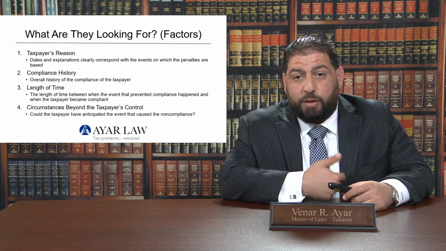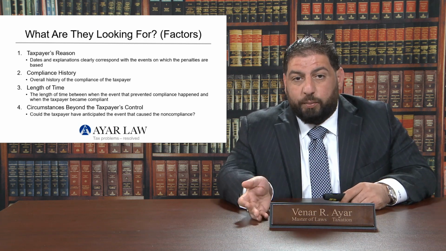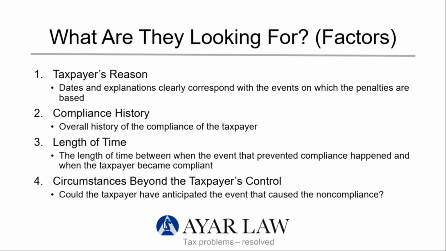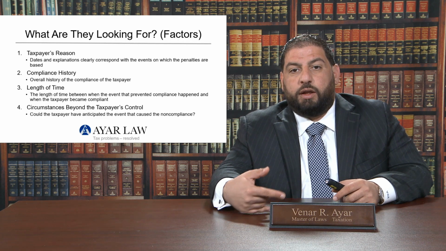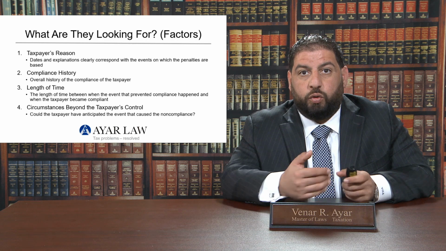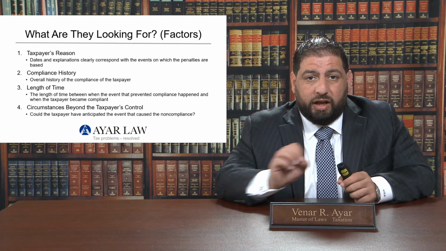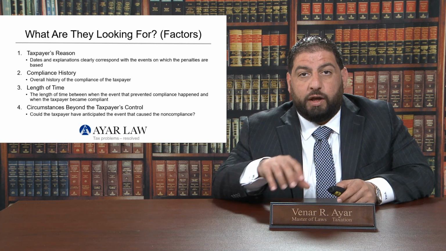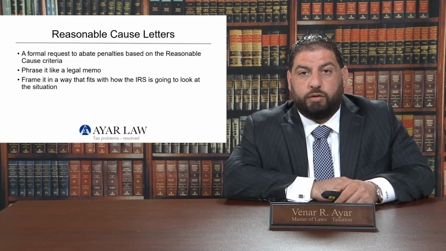Then they look at the length of time between when the event that prevented compliance happened and when the taxpayer became compliant. Like I said, if you get better and then just wait 3 years for no good reason to become compliant, then they're going to consider that heavily against you. Then the other thing they're looking for is to see if the circumstances were actually beyond the taxpayer's control or not. You can't complain that you were unable to file when the circumstances were caused by you to begin with. You usually want to look at things that are beyond the taxpayer's control to use as your reason for non-compliance.